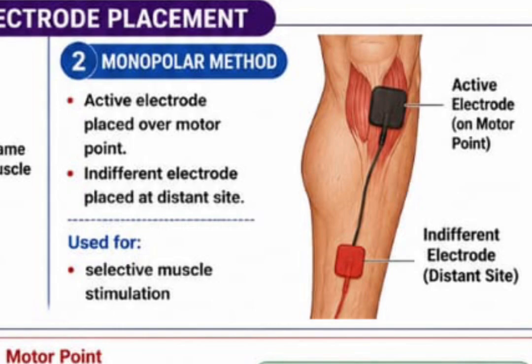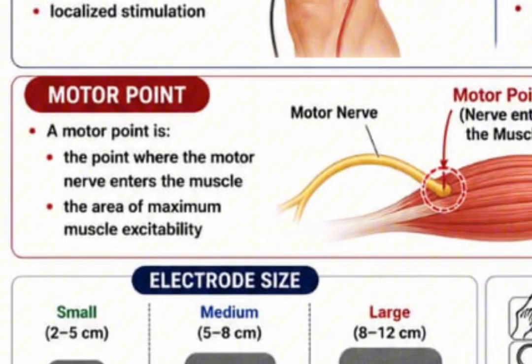So the next one is the motor point. What can you say about a motor point? A motor point is a point where a motor nerve enters into a muscle, or where a single neuron innervates the muscle fibers. You can say a neuron and a muscle fiber, or a point where a motor nerve enters into a muscle to supply it. So that point where the motor nerve enters the muscle is called the motor point.